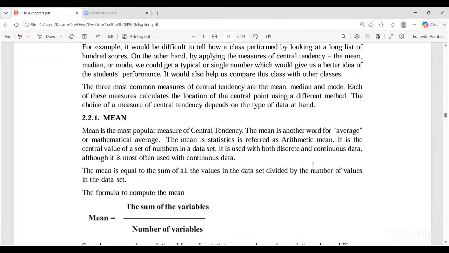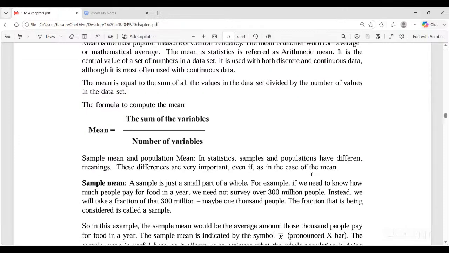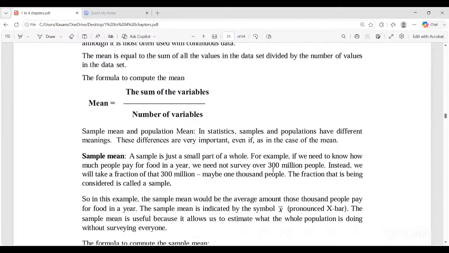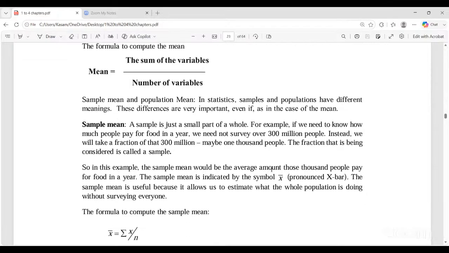The most popular measure of central tendency is the mean, or average, also called the arithmetic mean. It is the central value of a set of numbers in a data set. The formula is the sum of variables divided by the number of variables. If there are 10 values, we add them and divide by 10. It is the average. Average means mean.